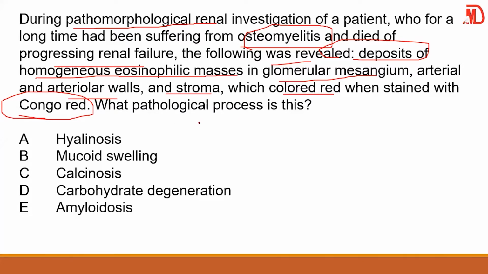I think we have talked about this before: when abnormal substances get inside the nephron or the kidneys, they can accumulate, and when they do accumulate, they can cause kidney failure. But over here, they are saying that when stained with Congo red, it becomes red. So what comes to mind?